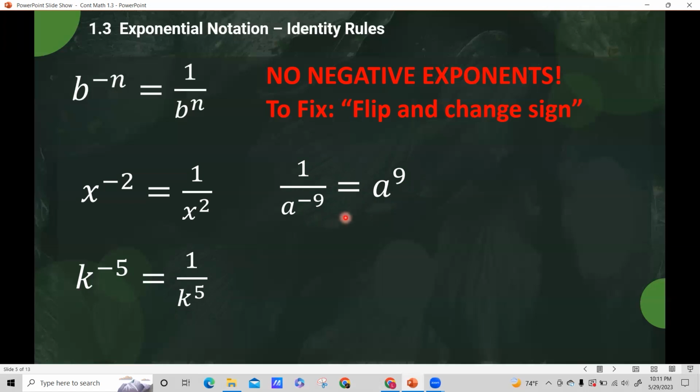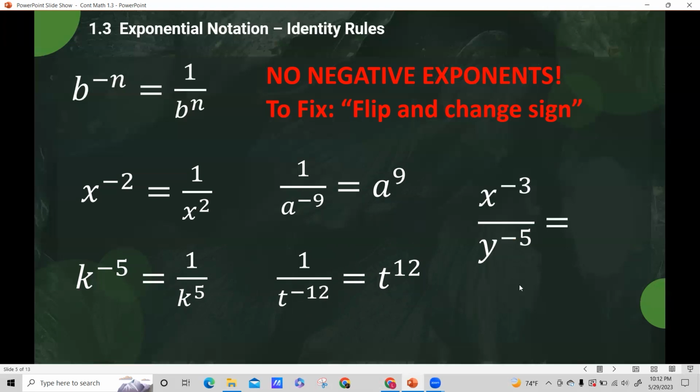So 1 over a to the negative 9th is exactly the same as a to the 9th. And then what do you think about this one? How could we fix this one? Flip it and then change the sign. Flip this, move it around. So this would become t to the what? Positive 12th.